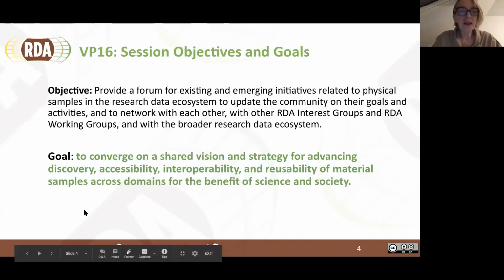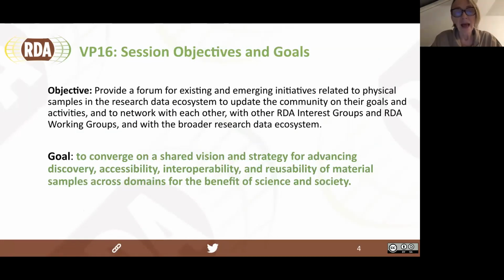Okay, so the session today has the objective to function as a forum for a number of new and emerging initiatives related to physical samples in the research data ecosystem. It's been very encouraging that over the last few years, quite a number of very large-scale projects and initiatives have emerged, and we thought it was a good idea to use this session as an opportunity to update the community on their goals and activities, but also to start better networking among all these activities.